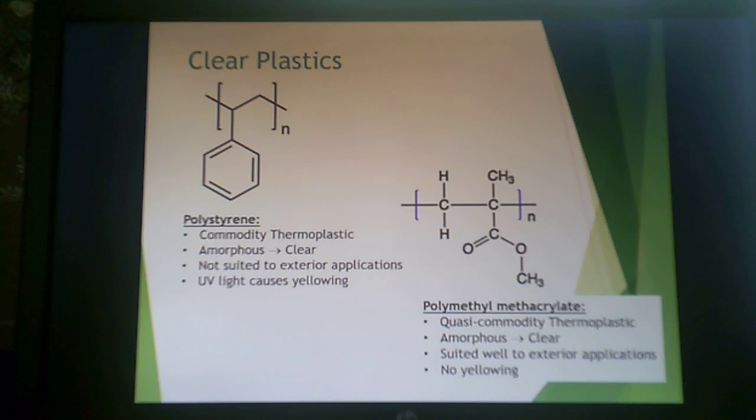Polymethyl methacrylate does not yellow. That makes it very well suited to exterior applications. Polymethyl methacrylate is sometimes used in place of glazing applications, in other words, instead of glass. So UV light can pass through it, it doesn't yellow, it retains its properties. And the properties that both of these have is that nice amorphous glass-like appearance.